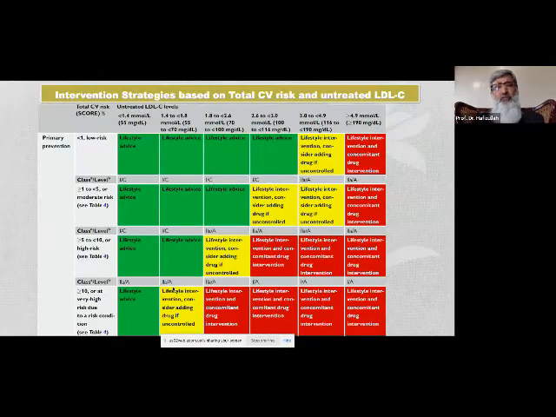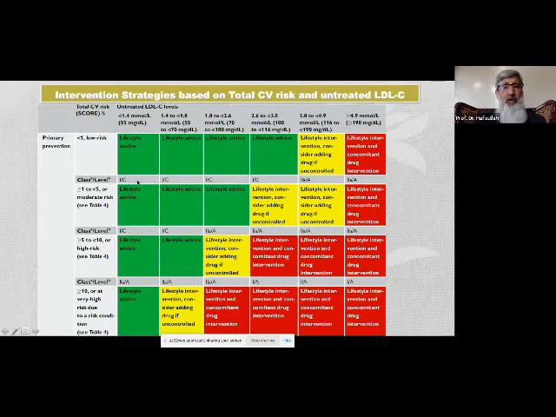This is explained very nicely in this chart. If you look at the risk profile on the left side, which is low risk, moderate risk, high risk and very high risk, and you look at the LDL cholesterol levels on this side: this is 55 to 70, this is 70 to 100, 100 to 116, this is 116 to 190 and above 190. If you look at the right column, everybody needs treatment.